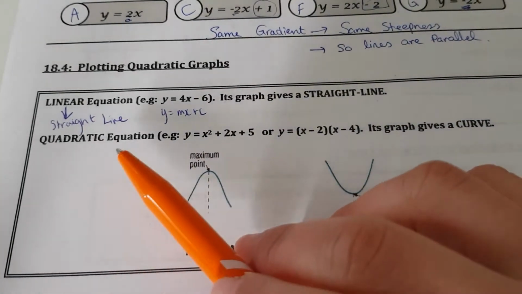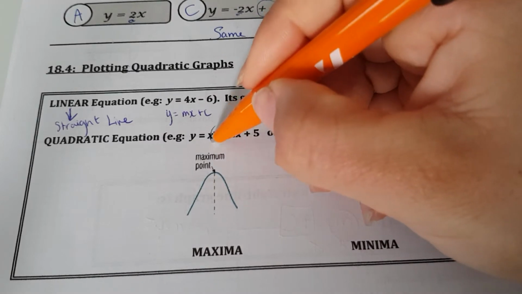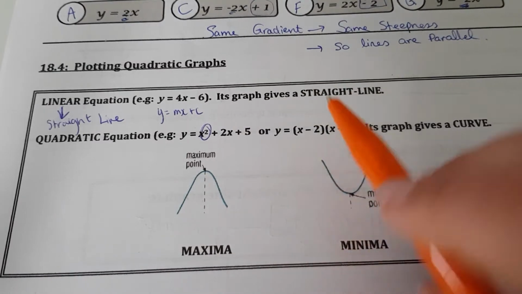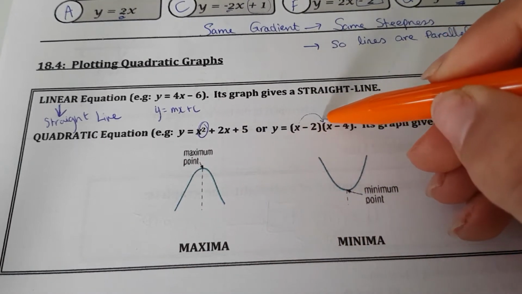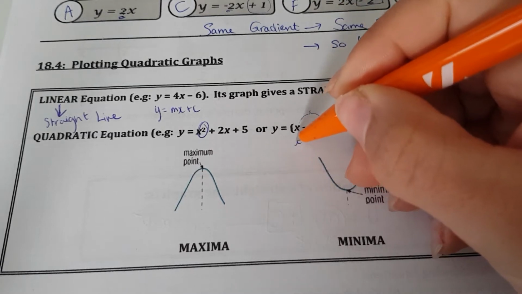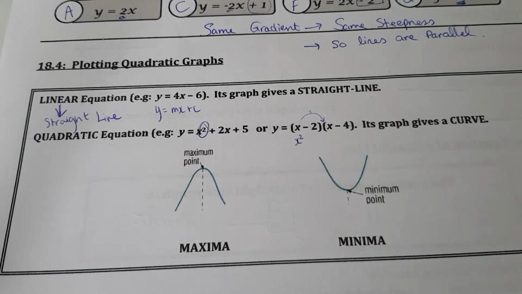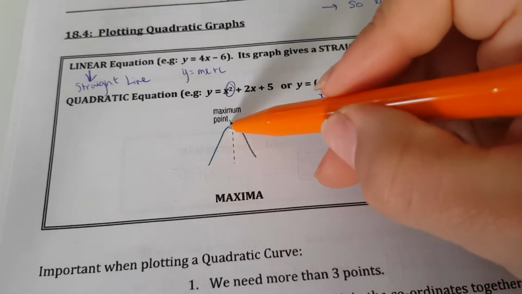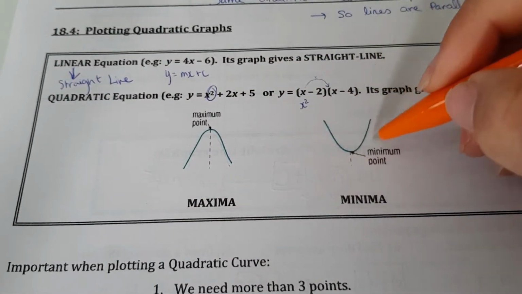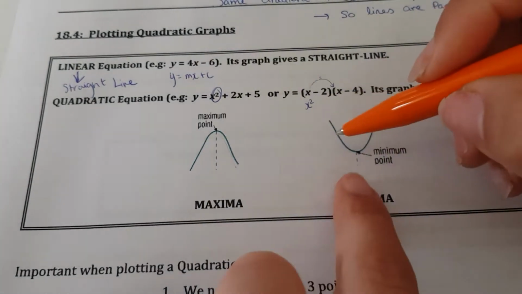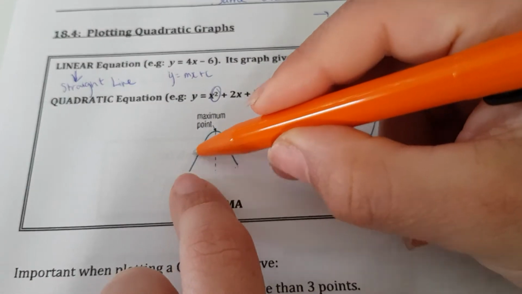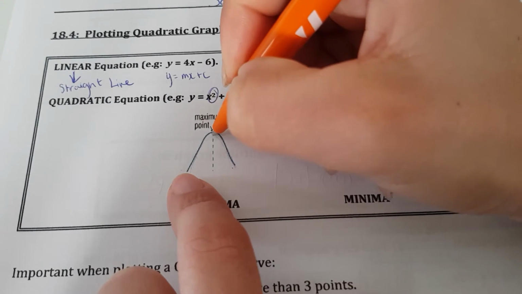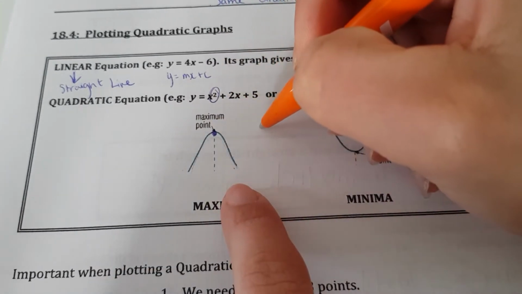A quadratic equation should have an x squared, or if not an x squared, something like this, where you have x and then x, and they can be multiplied by each other and become x squared. That gives a curve. We have this kind of curve, and we also have this kind of curve. When we have this curve, it's like a cave. It has the maximum point. It's a curve going up.